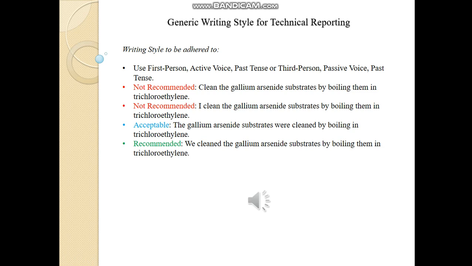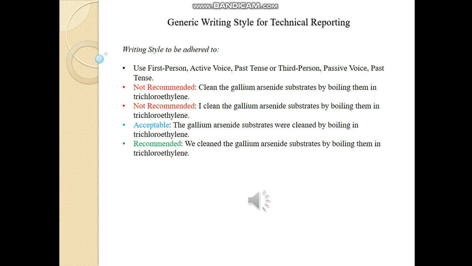Now, if you write a sentence like this, "Clean the gallium arsenide substrates by boiling them in trichloroethylene." This type of writing is not recommended in a technical report, because you as a writer are suggesting to the reader that they actually clean the gallium arsenide substrate by boiling them in trichloroethylene. It means you are distancing yourself from your own technical report.